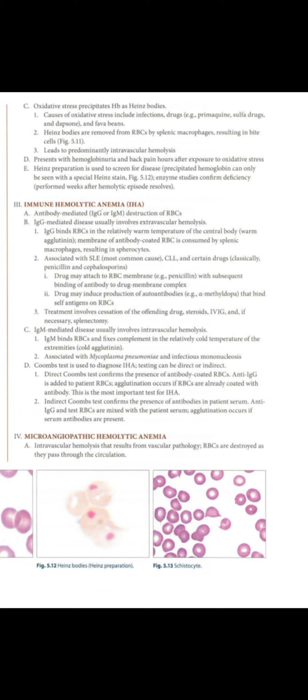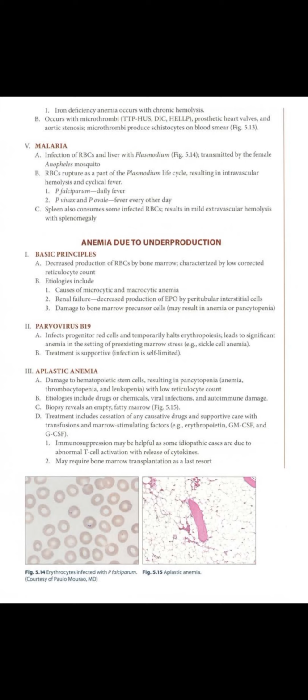Number 4. Microangiopathic hemolytic anemia. Intravascular hemolysis that results from vascular pathology. RBCs are destroyed as they pass through the circulation. Iron deficiency anemia occurs with chronic hemolysis. Occurs with microthrombi, TTP, HUS, DIC, HELLP. Prosthetic heart valves and aortic stenosis, microthrombi produce schistocytes on blood smear.